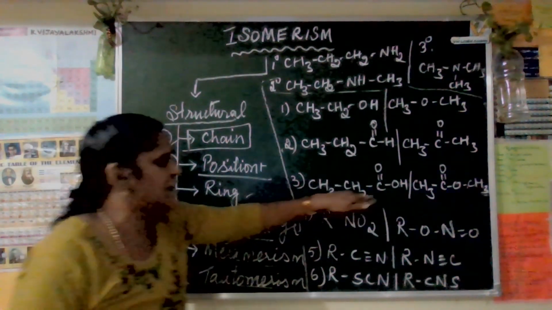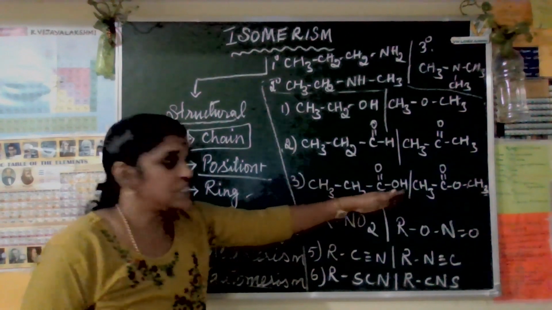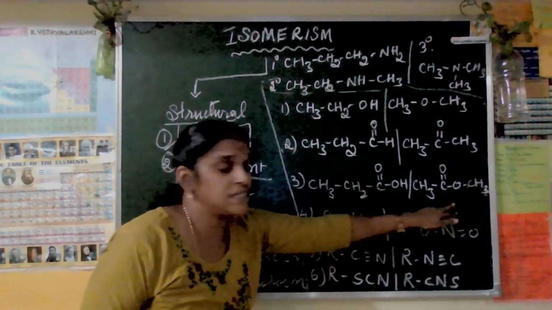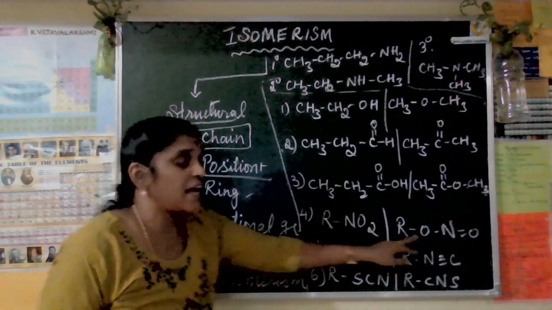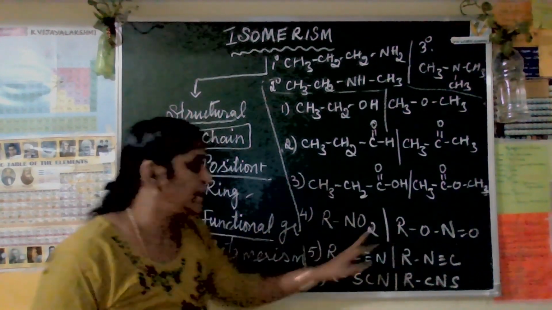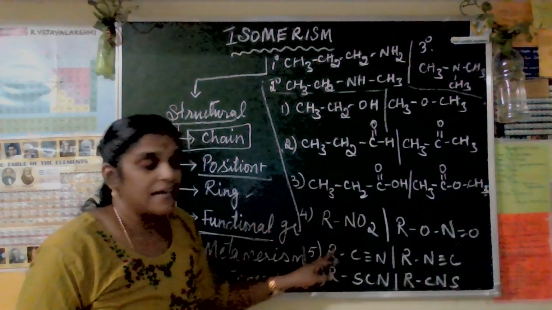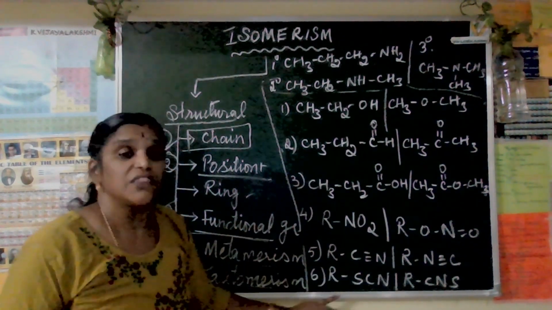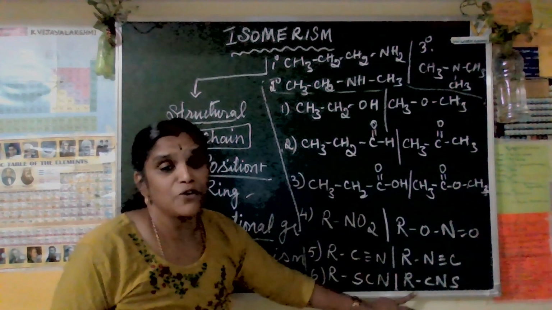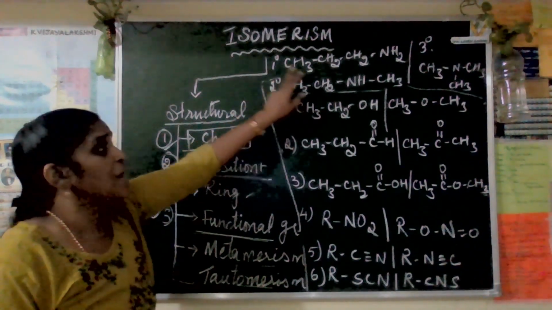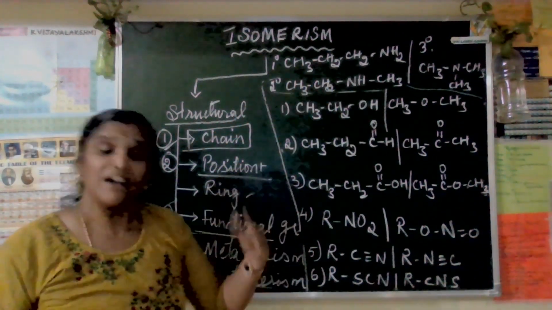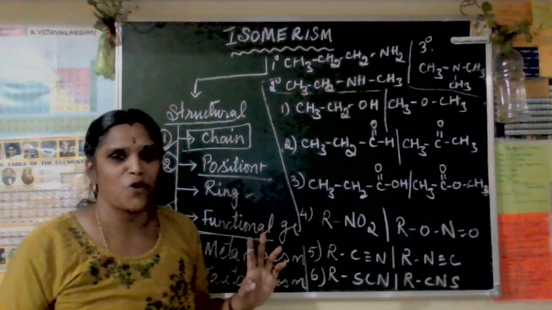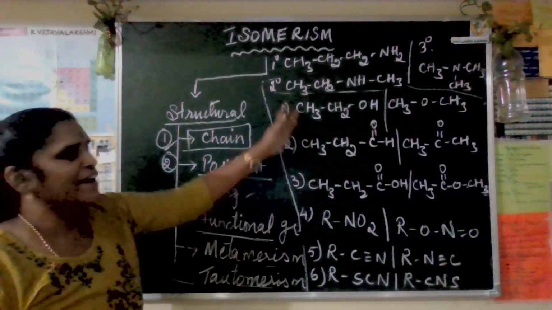See, CH3, CH2, COOH, acid group. Whereas here, ester group, and this is nitroalkane, alkyl nitrite, and this is cyanide, alkyl cyanide, this is isocyanide, and this is thiocyanide, this is isothiocyanide, and this is primary amine, secondary amine, tertiary amine. The next topic is nitro compounds. Okay, hope you're clear with this.